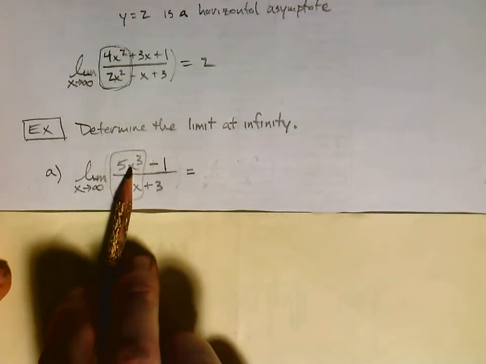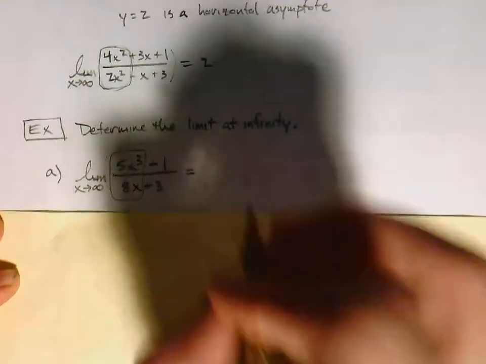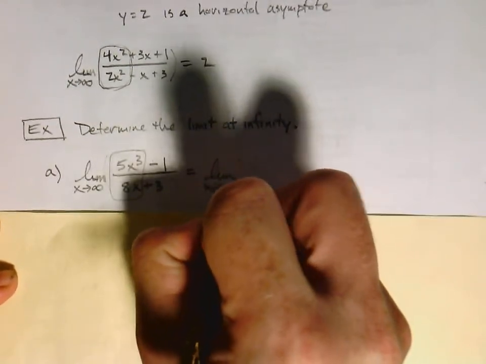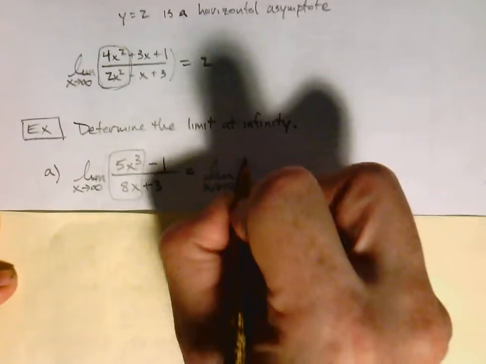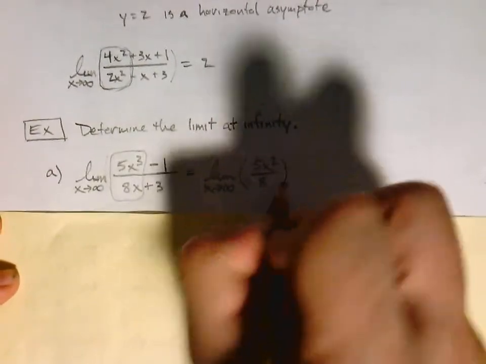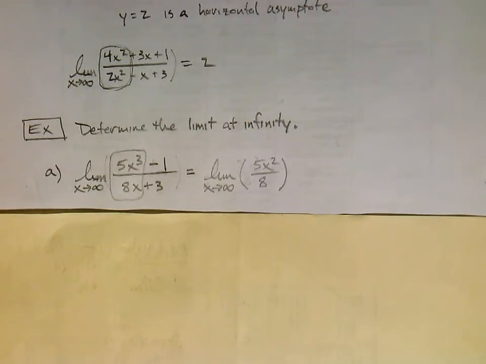So we'd say, okay, if we reduce here, then we're talking about the limit as x approaches infinity of 5x squared over 8. We would cancel out one of those x's.